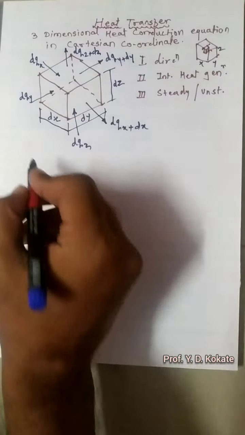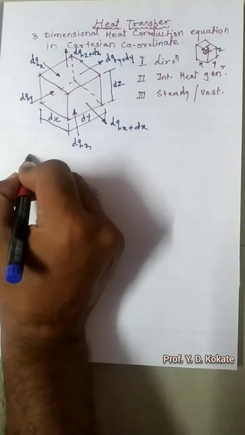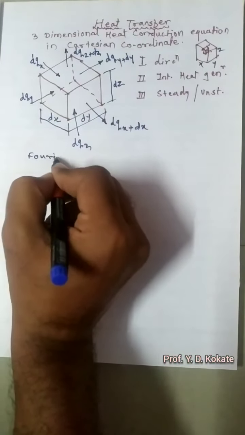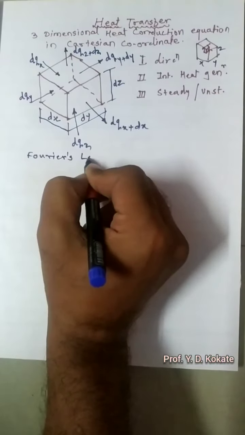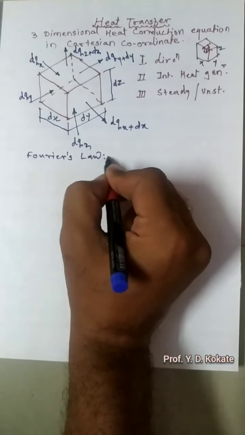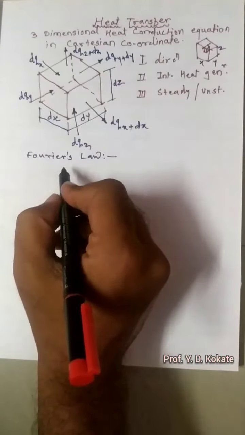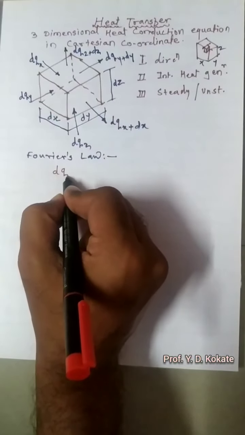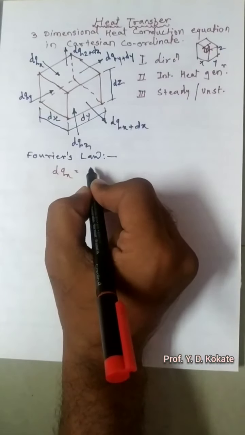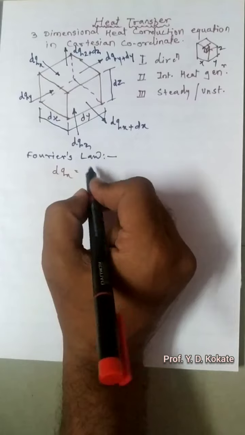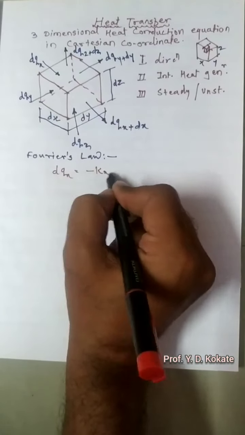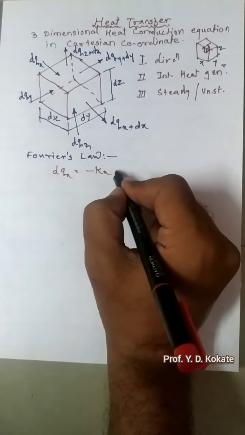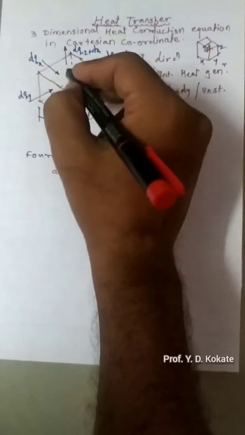So according to Fourier's law, what is the amount of heat transfer in x direction? That we will find out. Simply we can write it down, dqx is equal to minus kx into area. So what is the area of this?